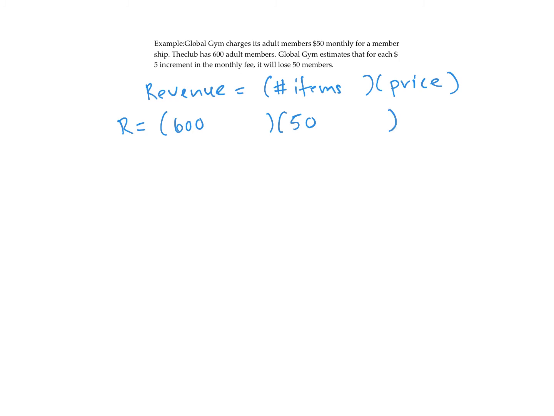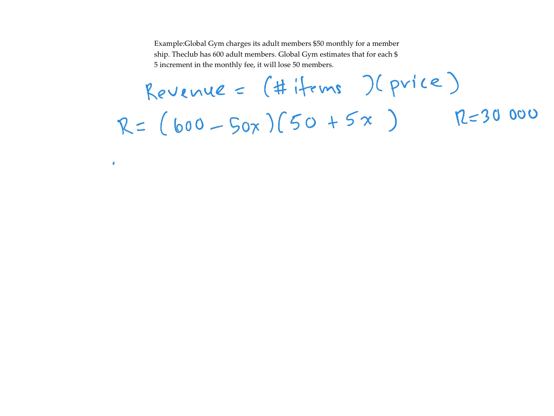The gym estimates that for every $5 increment, so the cost of the gym membership is going to go up $5, they're going to lose 50 members. So originally their revenue is $30,000. So they can increase their revenue by charging more. Let's see, we're going up $5. So we could go up $5 but we're going to lose 50 members.